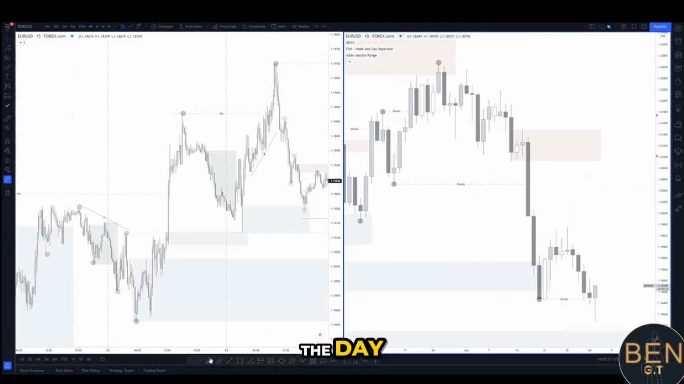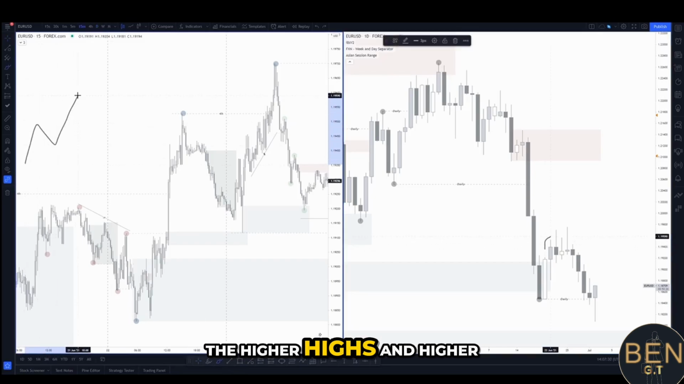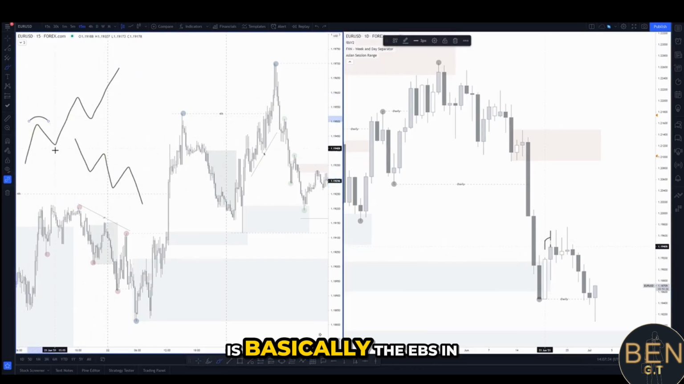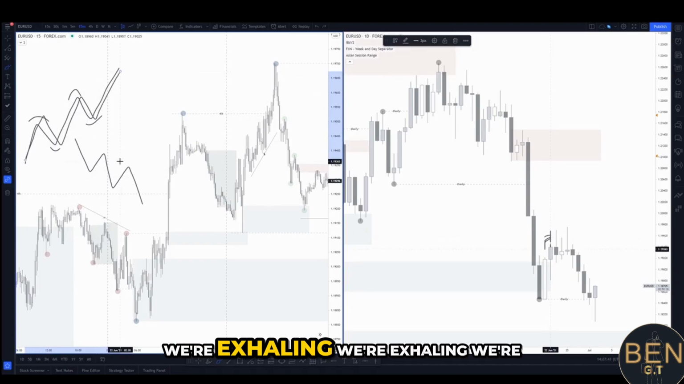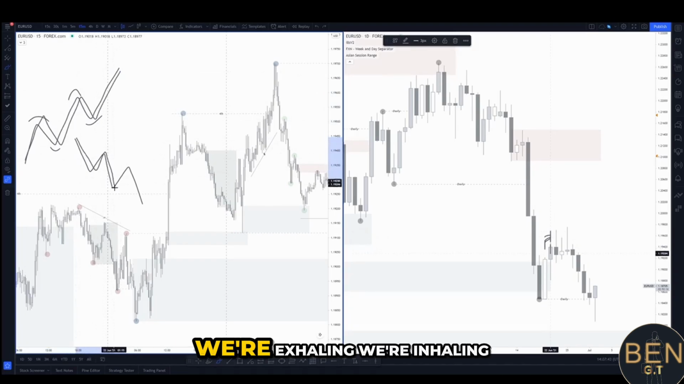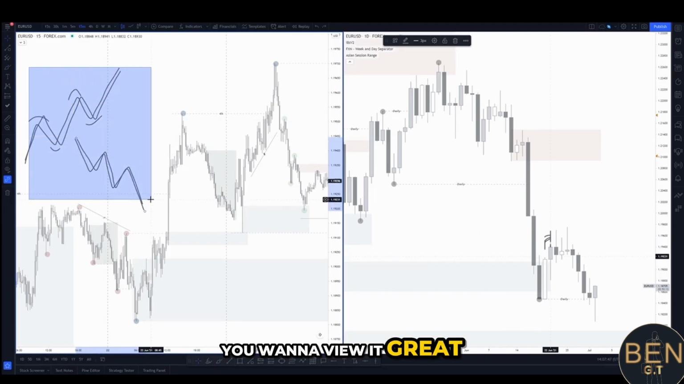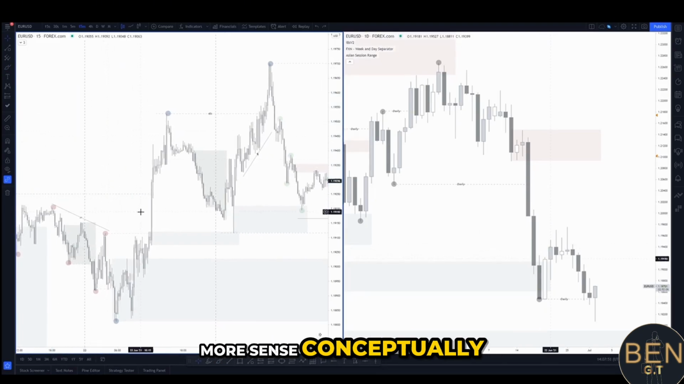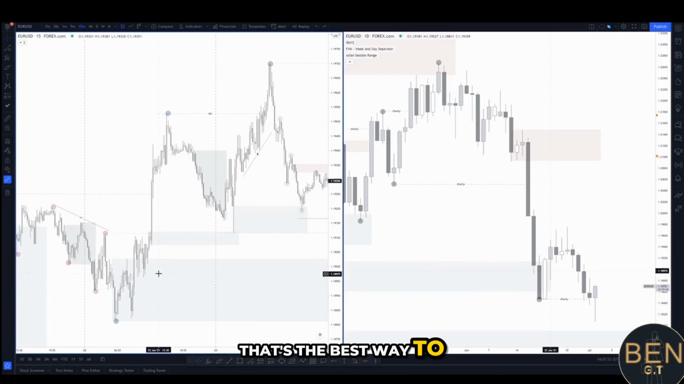But at the end of the day, the higher highs and higher lows of a market, or the lower lows and lower highs of the market, are basically the ebbs and flows of the market. It's also the market breathing. We're exhaling, we're inhaling, we're exhaling, we're inhaling. If that's the way you want to view it, great. Whatever makes the concept make more sense conceptually, that's the best way to approach it.